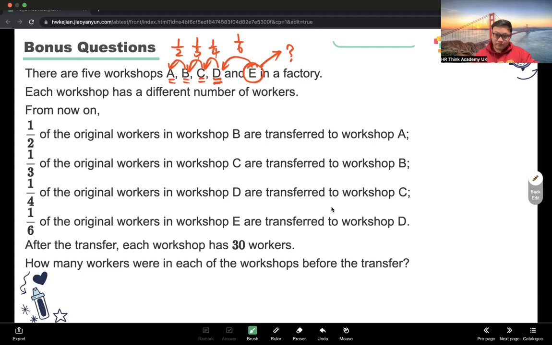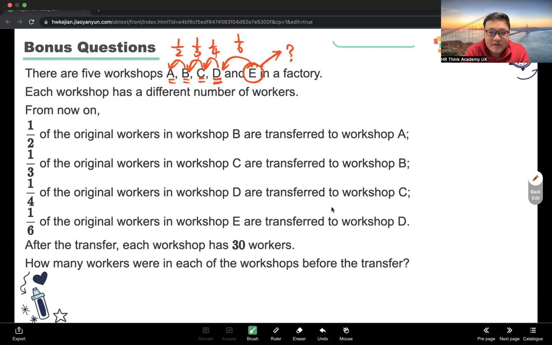$120. What does that mean by 120? Do you mean that 120 is the number of workers in workshop E? No, it's not that much. It's much less than that. It's a number around 30. Yeah, Michelle, that's right. And also Rachel. Catherine, good.